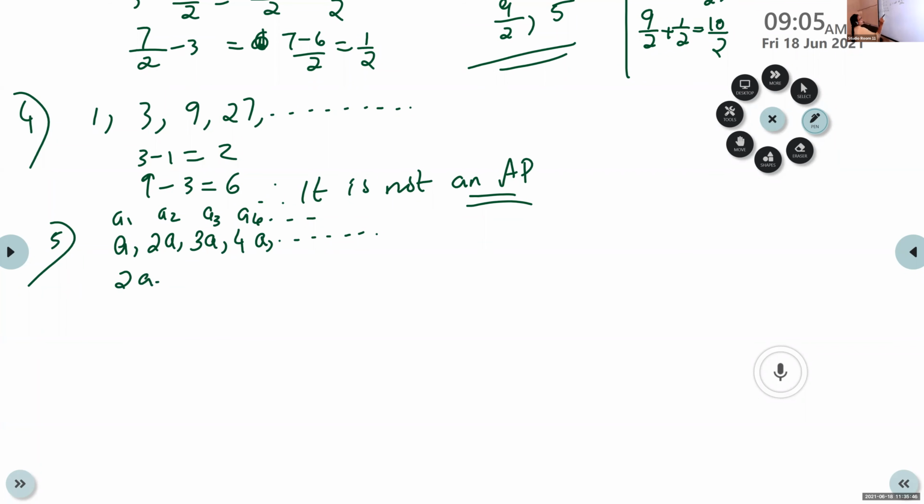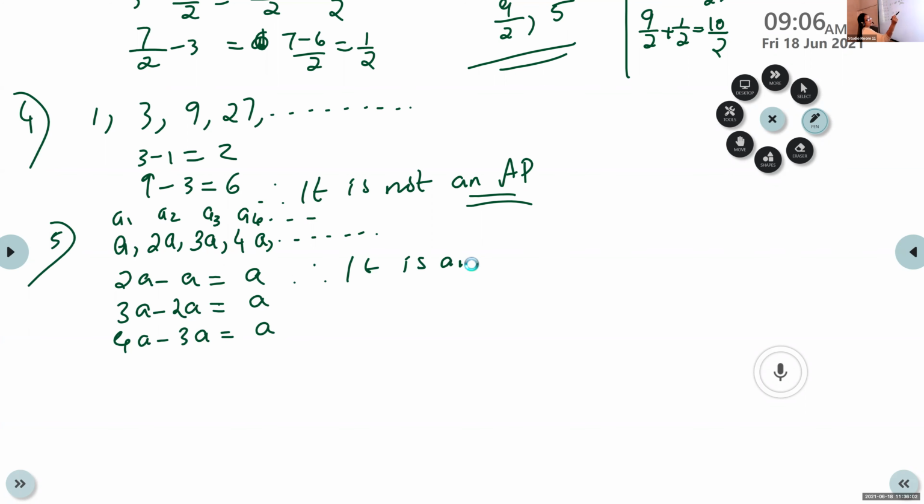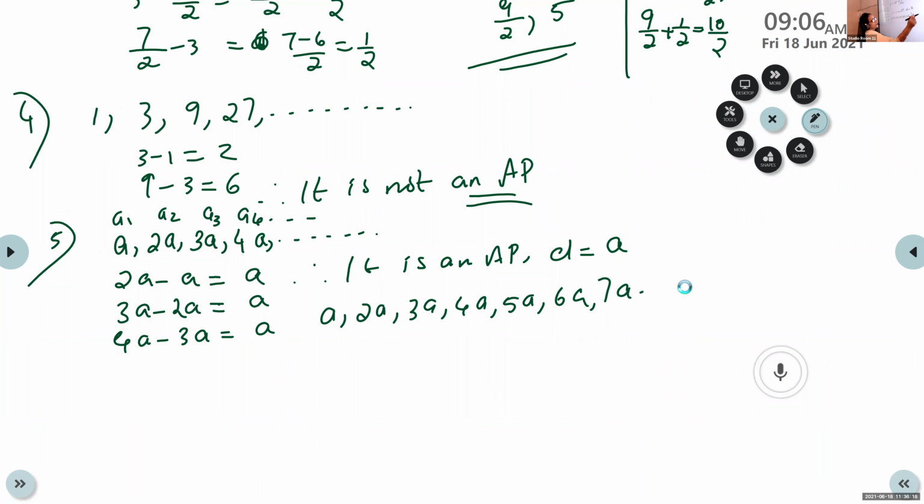Here we have 2a minus a, 3a minus a, 3a minus 2a, 4a minus 3a, that is a. So therefore, it is an AP and D is equal to a. Right, next three terms: a, 2a, 3a, 4a, 5a, 6a, 7a, etc.